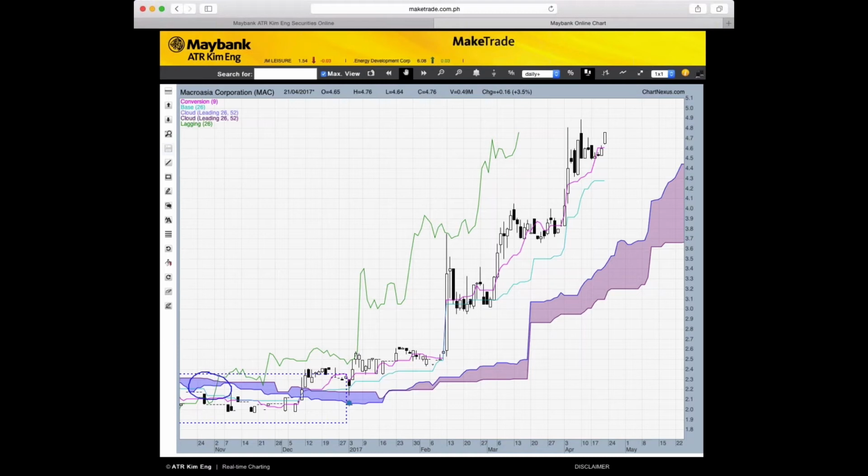However, if the Chikou Span goes inside the price range, price will also move sideways. If Chikou Span breaks below the price, if Chikou Span breaks below here, then the sentiment would have turned from bullish to bearish.